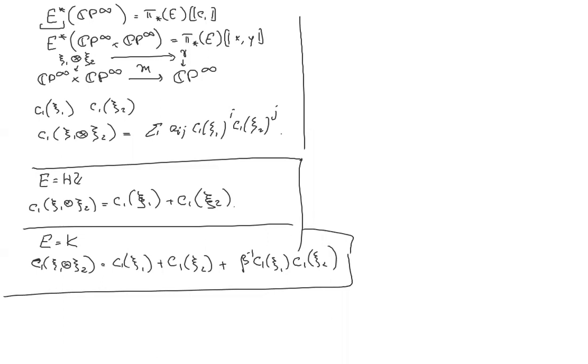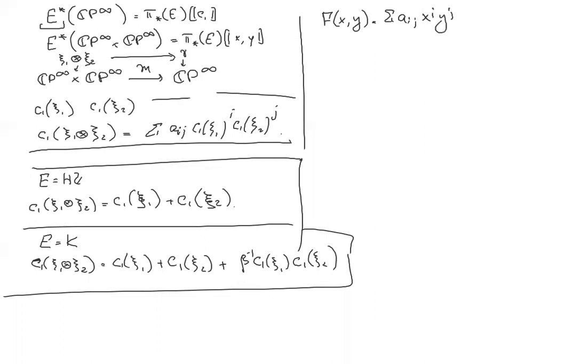So let's go back to the general case. What do we know about this power series? Consider the following power series: f of x, y is the sum of aij x to the power i, y to the power j. What do we know about this power series? What can we say?